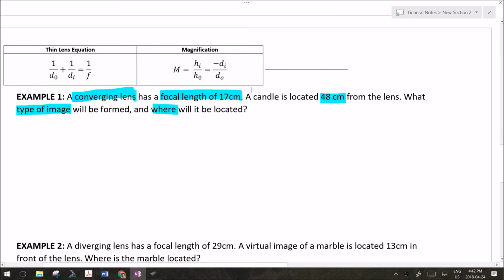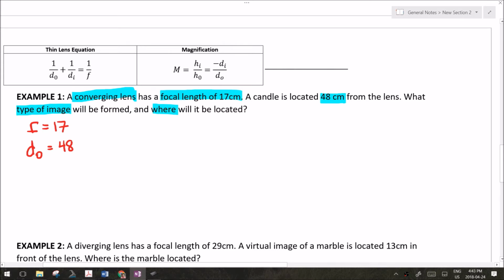So our question gives us a lot of information. What we want to do is figure out what that information represents in relation to our lens equations. So we know that we have a converging lens. If we have a converging lens, we know that the focal length should be positive. So therefore our focal length is 17, and it's positive because it's converging. Our candle is 48 centimeters in front of the lens. That means that the distance of our object is 48 centimeters. What type of image and where will it be located?